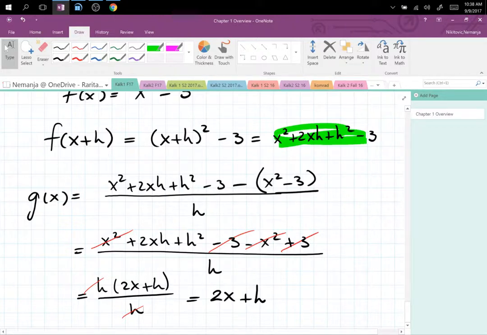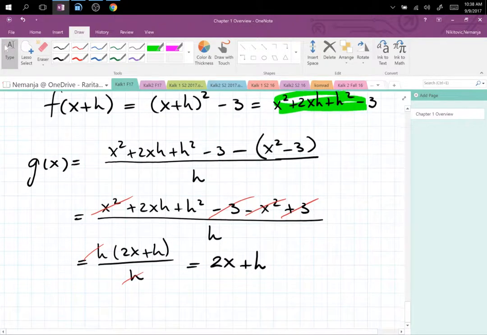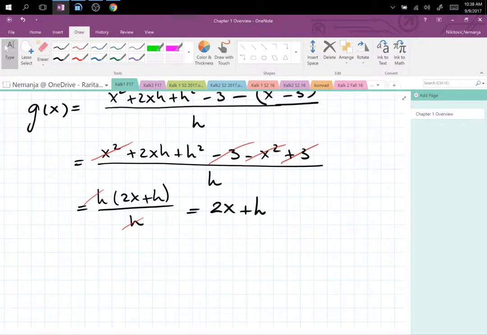Good. Combining functions and so on. Inverse.